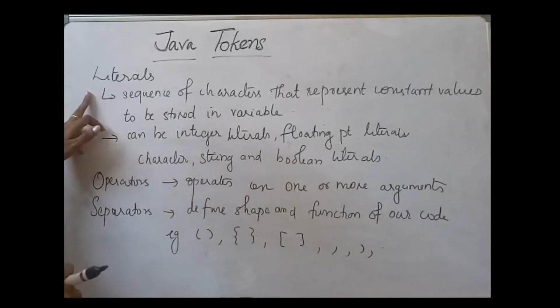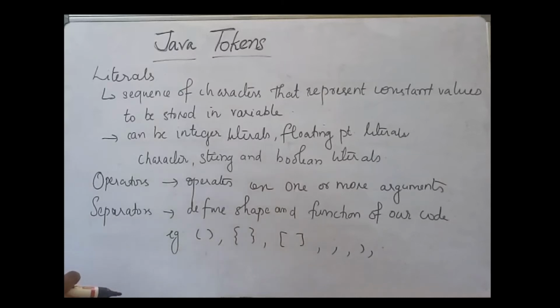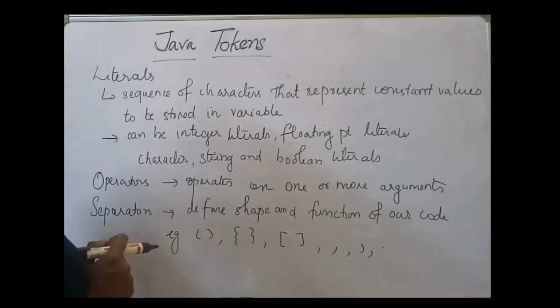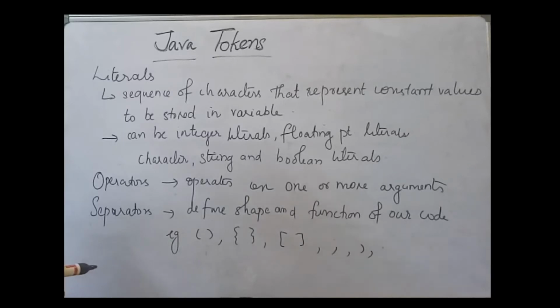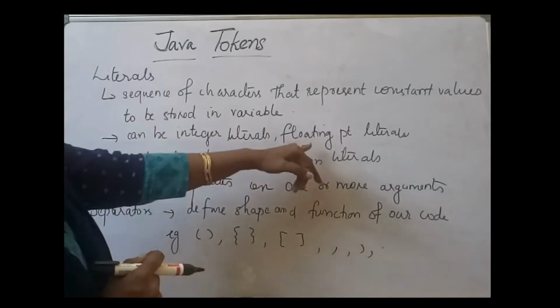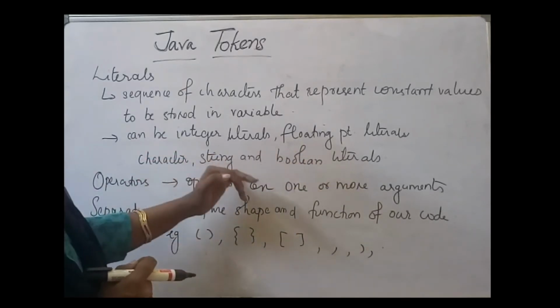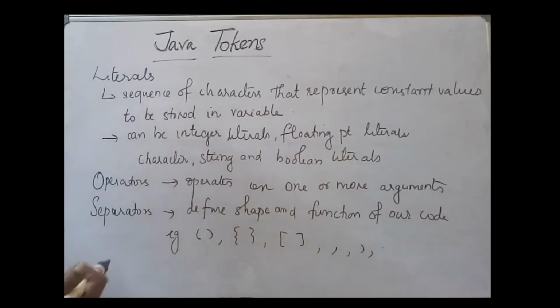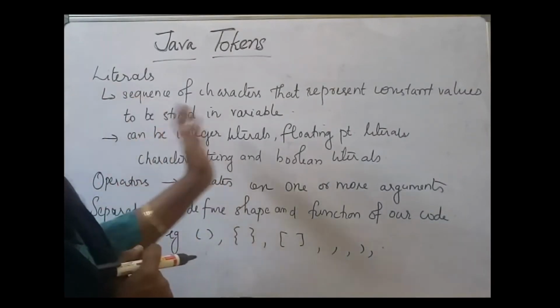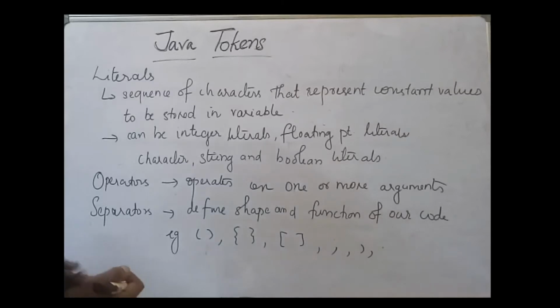Next Java token is literals. Literals are actually sequences of characters that represent constant values to be stored in a variable. A sequence of characters with some constant value is what is called a literal. That can be an integer literal, floating point literal, character literal, string and boolean literal. Boolean literal means values with the true or false value. All those types of literals can be there in Java.